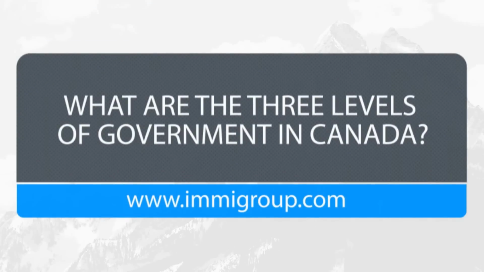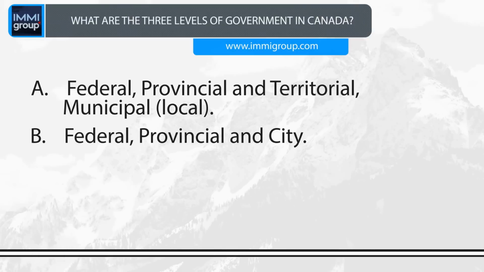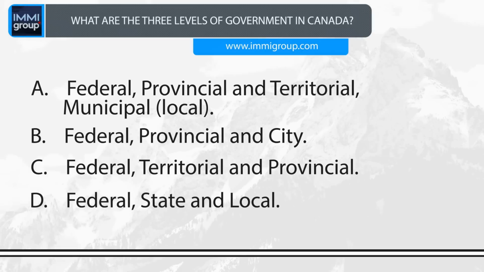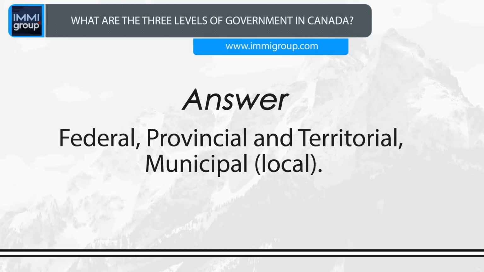What are the three levels of government in Canada? A. Federal, provincial and territorial, municipal, local. B. Federal, provincial and city. C. Federal, territorial and provincial. D. Federal, state and local. Answer: federal, provincial and territorial, municipal, local.